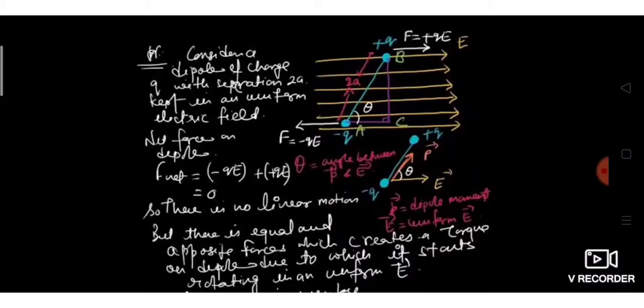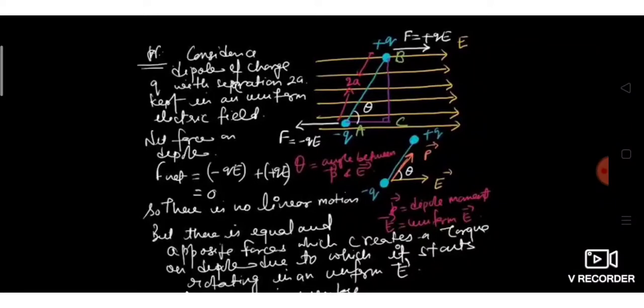Consider the charge minus q, which is placed at A, and plus q, which is placed at B. The distance between the two charges is 2a. These two charges act as an electric dipole. These two charges are kept in a uniform electric field. In this uniform electric field, the magnitude of the electric field is constant everywhere. Here, the electric lines of force are parallel to each other.